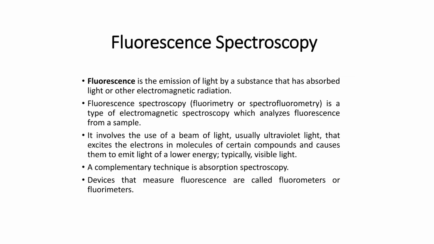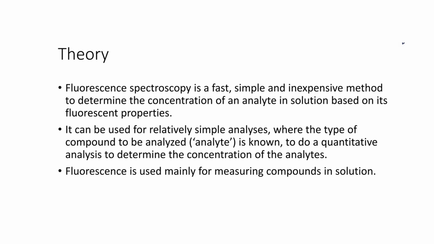A complementary technique is absorption spectroscopy. Devices that measure fluorescence are called fluorometers or fluorimeters. Fluorescence spectroscopy is a fast, simple, and inexpensive method to determine the concentration of an analyte in solution based on its fluorescent properties. So, it can be used for relatively simple analysis where the type of compound to be analyzed is known, to do a quantitative analysis to determine the concentration of the analytes. Fluorescence is used mainly for measuring compounds in solutions.